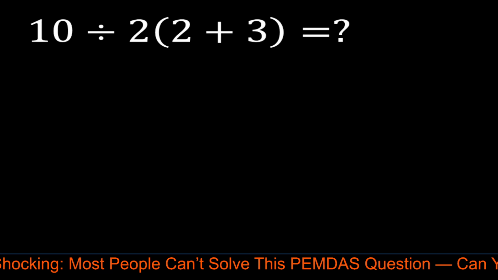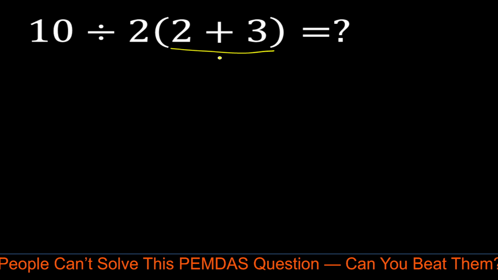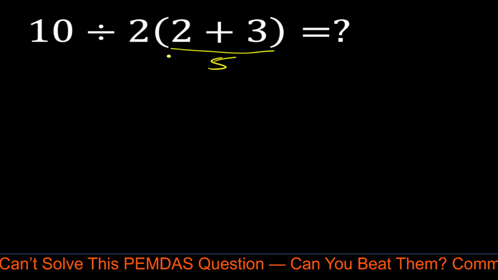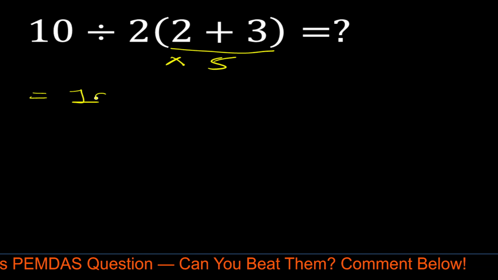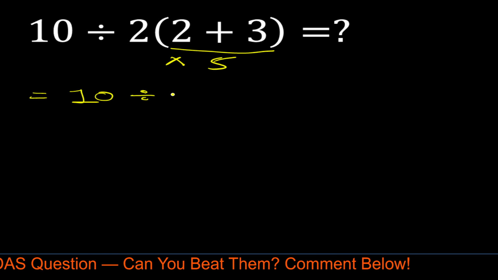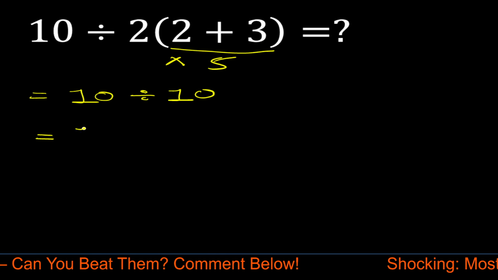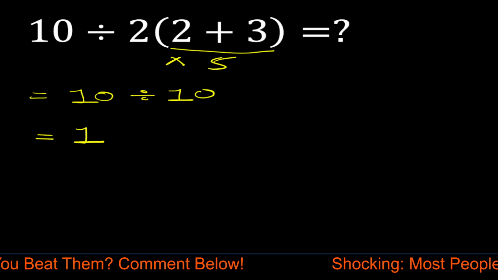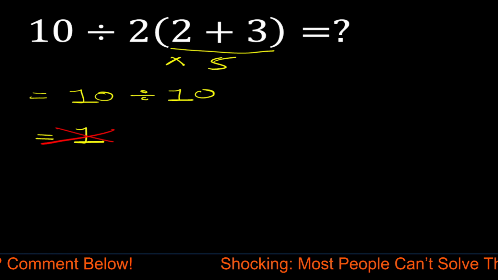So most people solve this question like this: 2 plus 3 is equal to 5, right? Now 5 times 2 is equal to 10. So now 10 divided by 10. So 10 divided by 10 is equal to 1, right? But this answer is not correct. This answer is completely wrong.